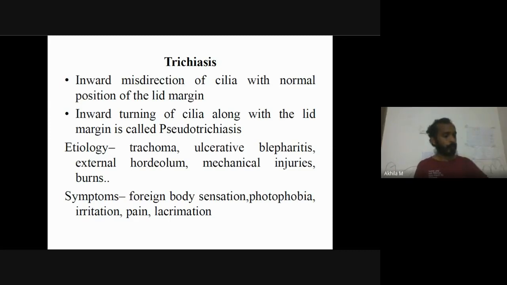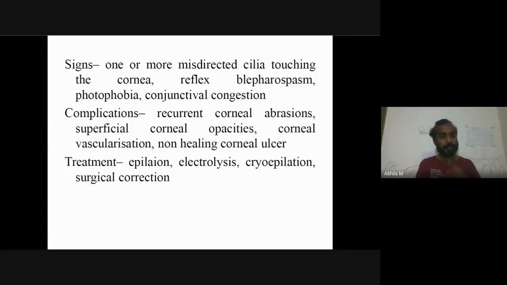This condition is called trichiasis. Because the misdirected cilia touch the cornea, there will be irritation, foreign body sensation, watering, photophobia, and pain. These are the symptoms of trichiasis. And the signs: when the misdirected cilia touch the cornea, reflex blepharospasm, photophobia, and conjunctival congestion will be there, and some scarring over the cornea. If chronic, it may cause corneal opacity. So these are the signs and symptoms of trichiasis.